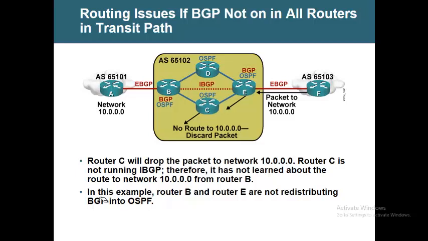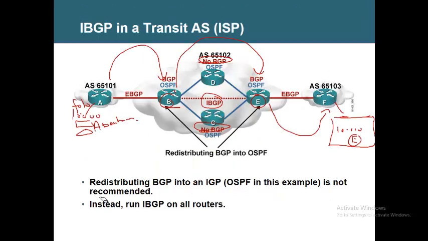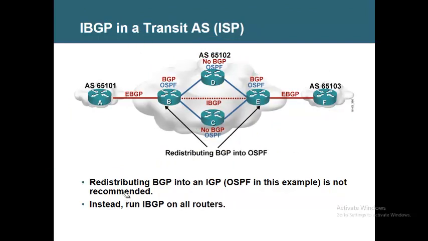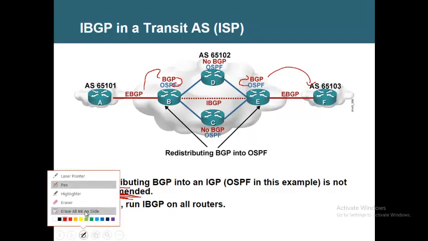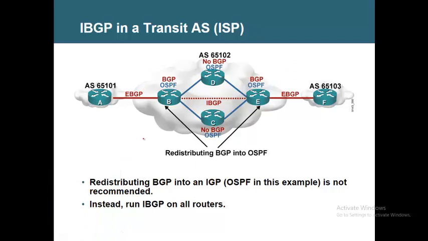And one of the solutions is this. What is that? Redistribution. You can take BGP routes and give them to OSPF. And from here, you can take OSPF and give it to BGP, and BGP will give it here. This is one way, but a very bad way. Not recommended. Why is it not recommended?